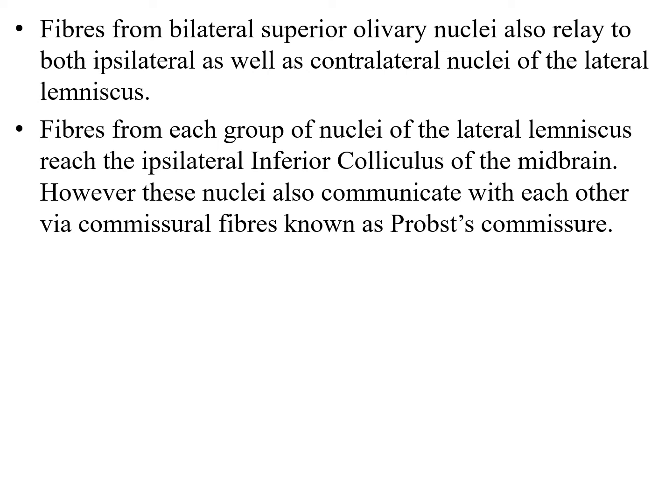So in the auditory pathway, the first order neurons arise from the spiral ganglion, second order from the cochlear nuclei, third order can arise from the lateral lemniscal nuclei or from the superior olivary nucleus. Fourth order can arise from lateral lemniscal nuclei if the third order has come from the superior olivary nucleus.